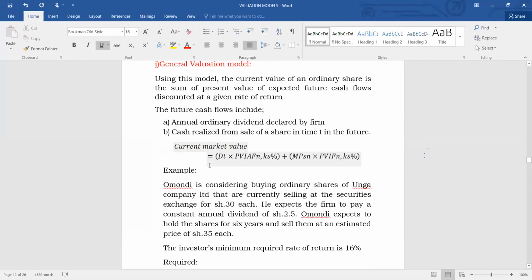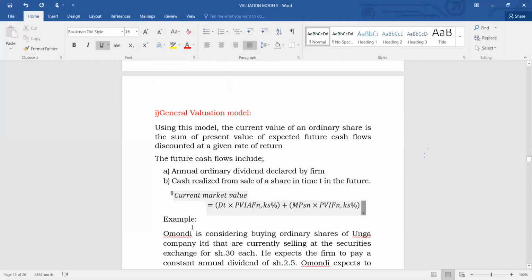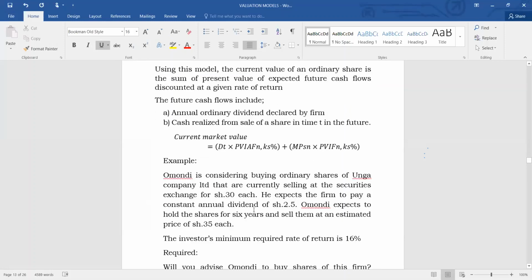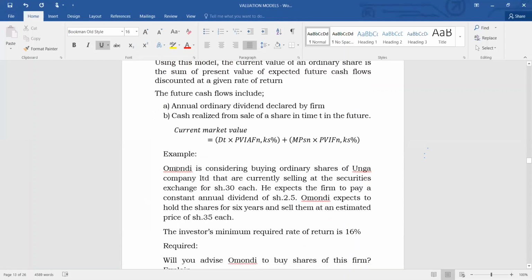Now, this is a general model. The first one you can see here is a general valuation model, where the value of a share is determined on the basis of discounting the expected future cash flows. The current value of an ordinary share is the sum of the present value of the expected future cash flows. Which are these future cash flows? One is ordinary dividend, which is payable to the investor, which can remain fixed year to year or may fluctuate from time to time, depending on the policy adopted by the firm.